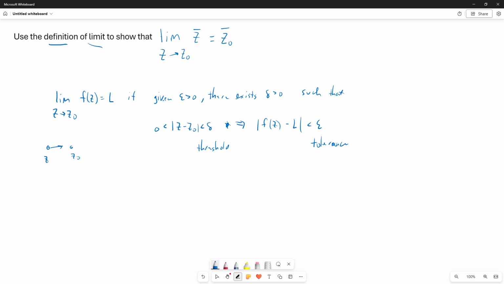Okay, so for this particular example, to show that given any epsilon greater than 0, there exists a delta such that this happens, we will need two facts. One is that for any complex number w, the modulus of w bar is equal to the modulus of w. This is pretty obvious. The complex numbers a plus bi and a minus bi have the same modulus, which is the square root of a squared plus b squared, because the minus here gets squared, so you end up with the same modulus.